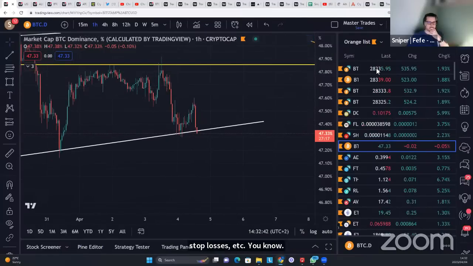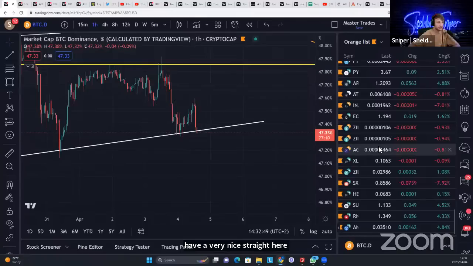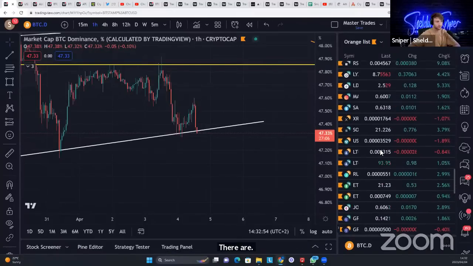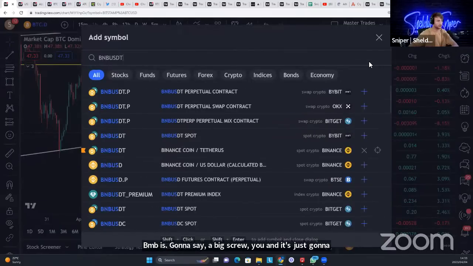Guys, BNB is breaking out nicely. I think we're going to have a very nice trade here. BNB, I can agree with that, because of all that tax, I just got a feeling BNB is going to say a big screw you, and it's just going to for sure, because of all the attacks. BNB.